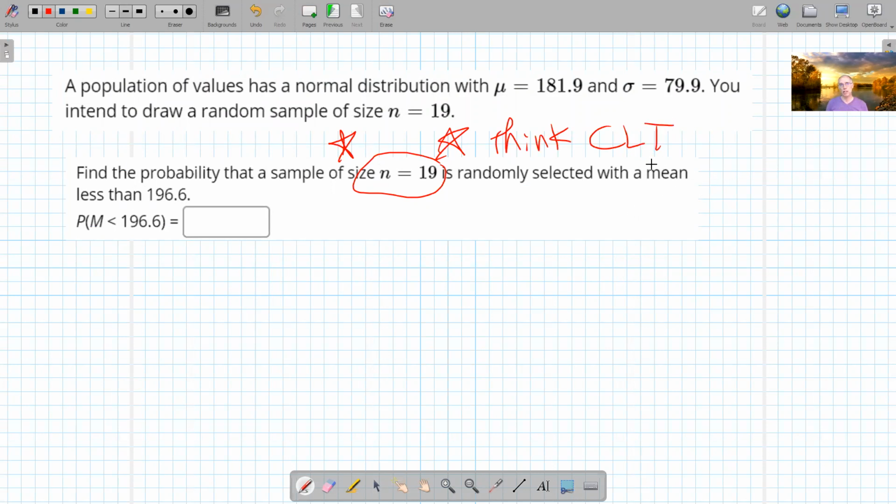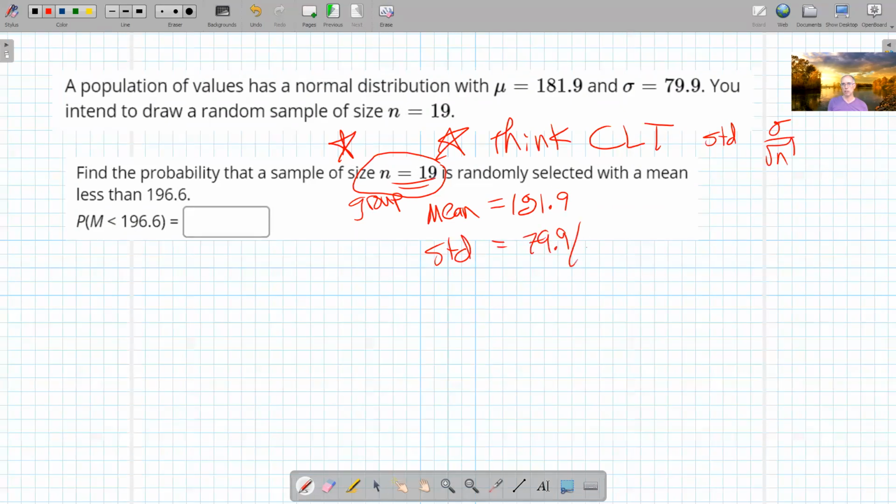Well, if you've read any of chapter 7, section 1, the central limit theorem says for your standard deviation, use whatever they claim the population is, but divide by the square root of the sample size. That's the new standard deviation, okay? So for this, my mean is going to be the same as before, 181.9. But since I'm talking about a group of people, the central limit theorem kicks in and says, whoa, change the standard deviation. So the STD here is going to be 79.9 divided by the square root of 19. And I'm going to have to whip out a calculator to do that.